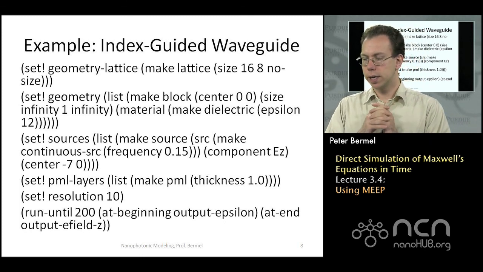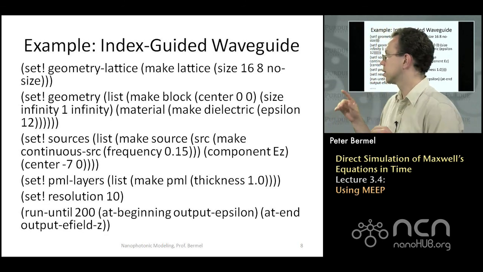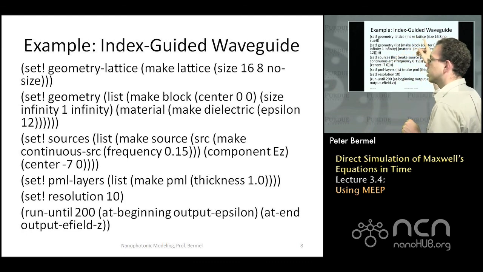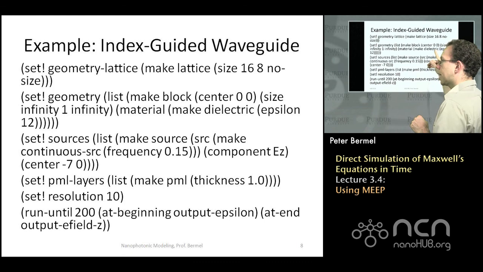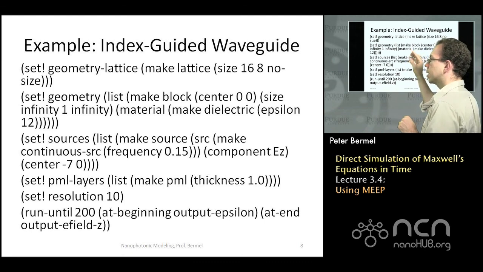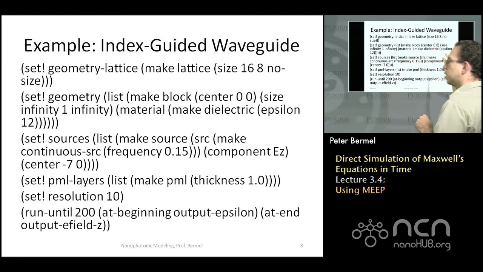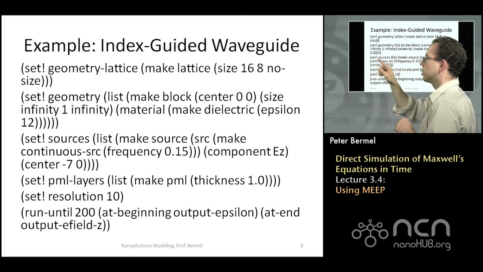So let me give you a specific example of what can be done here. What you see is essentially an index-guided waveguide in which you would, first of all, create the lattice itself. So you see on this first line, you create the lattice, and then you would create the block. And then this block is essentially your waveguide itself. And it has a dielectric constant of 12. You can see here, epsilon of 12.